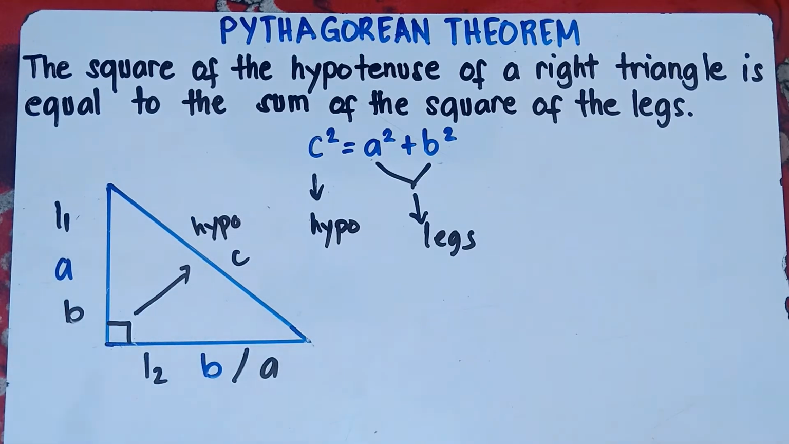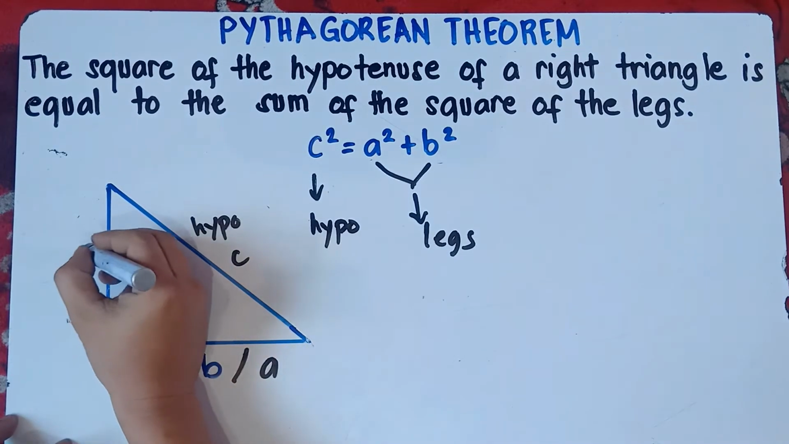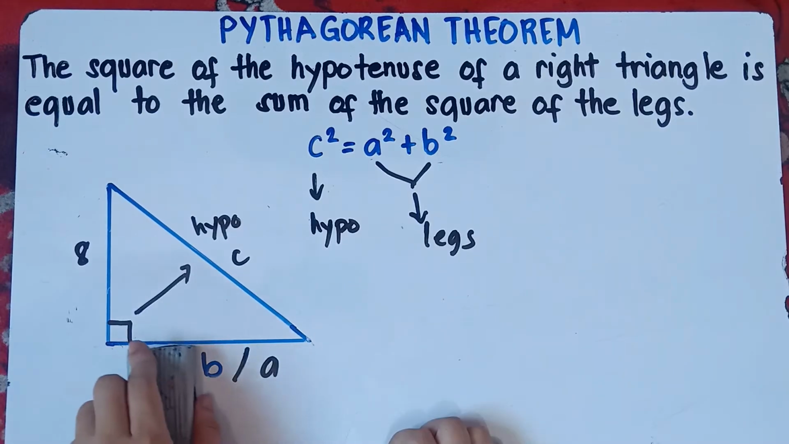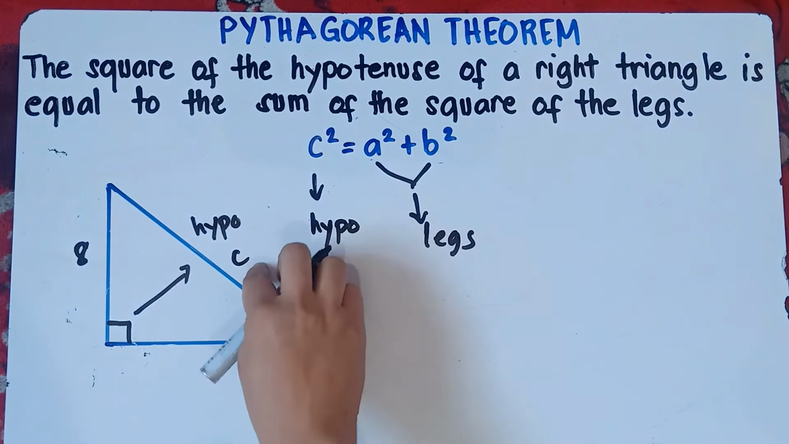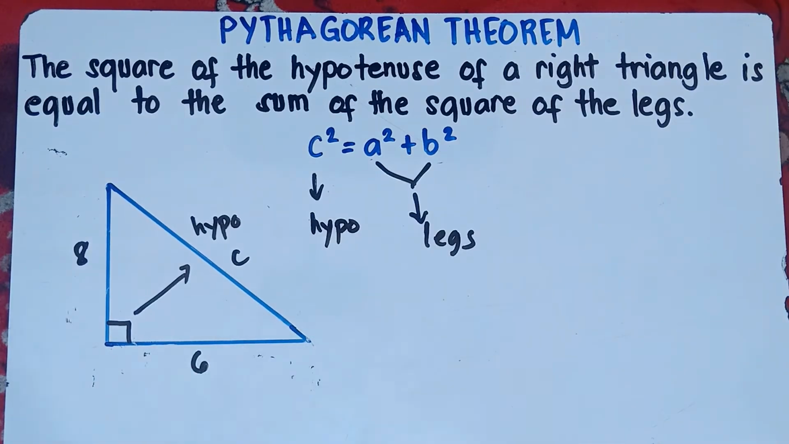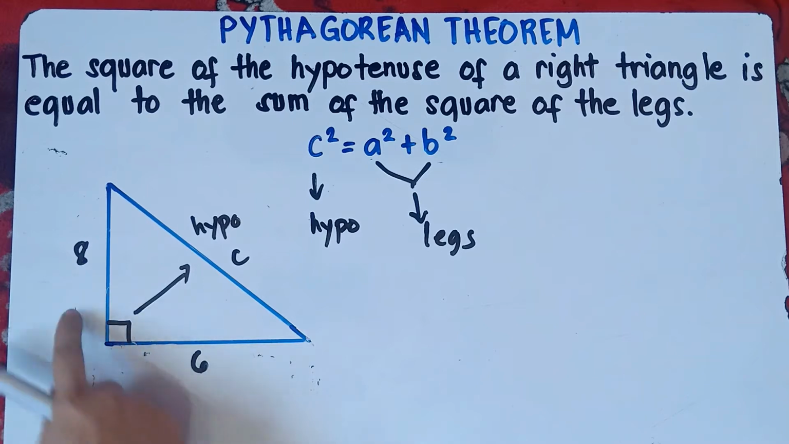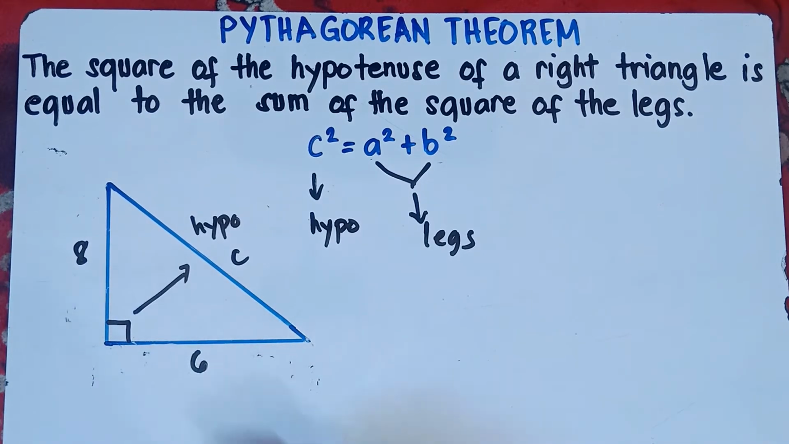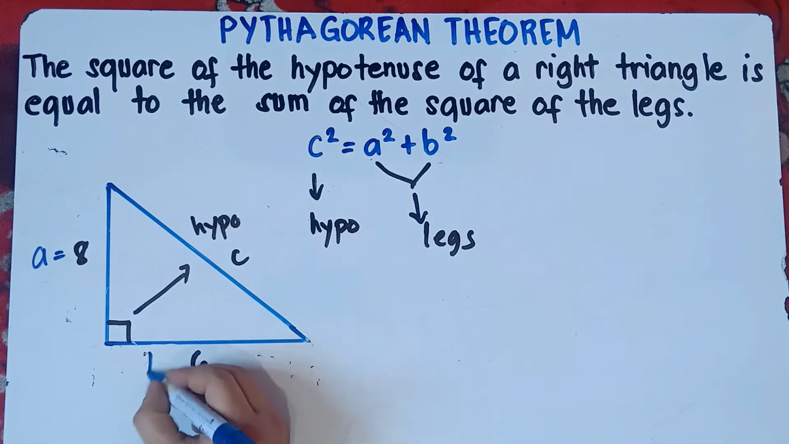Now, let's give an example, class, for you to understand this one. What if leg 1 is 8, and leg 2 is 6? You are told to find C, the hypotenuse. Once again, you can have this as your A, or you can have this one as your A. Doesn't matter, class, for the legs. So, let's have this 8 as our A. So, this is A, and this will be our B.